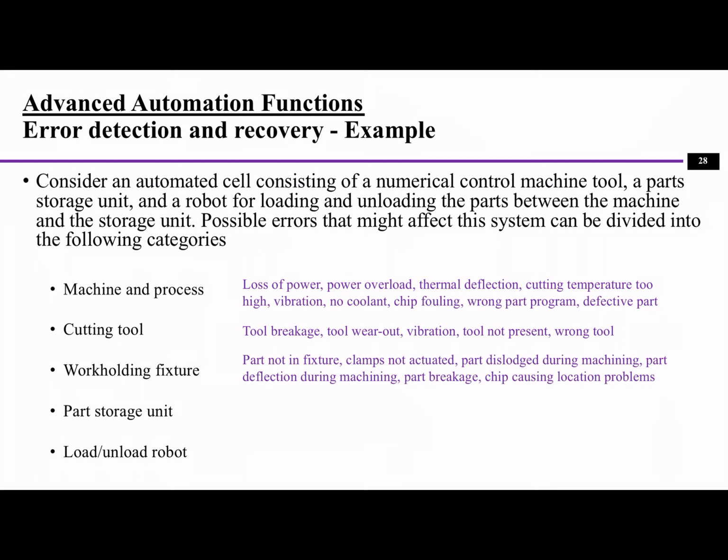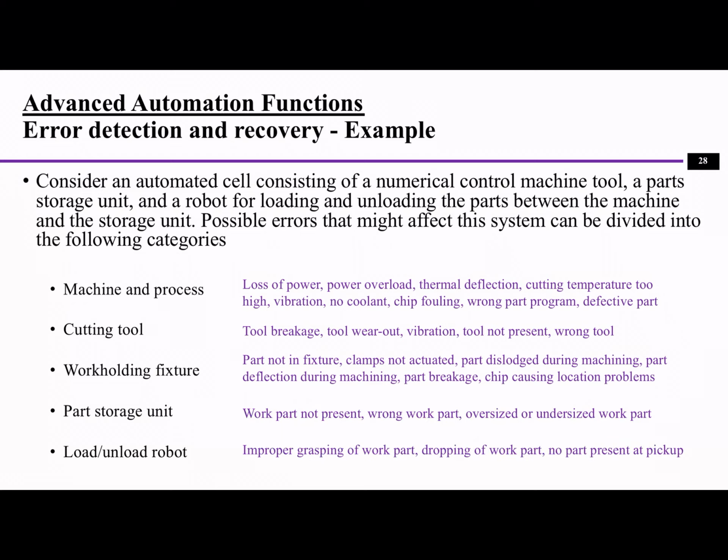Some of the errors can happen when the part is not in the fixture, the clamps not actuated, part dislodged during the machining, part deflecting during the machining, or part breakage, chip causing location problems. Also, you can look at two other components of the system, like the part storage unit, what can go wrong, and also the load and unload robot, what can go wrong.